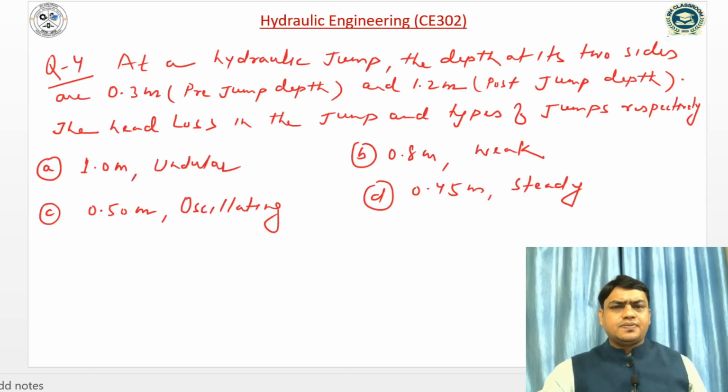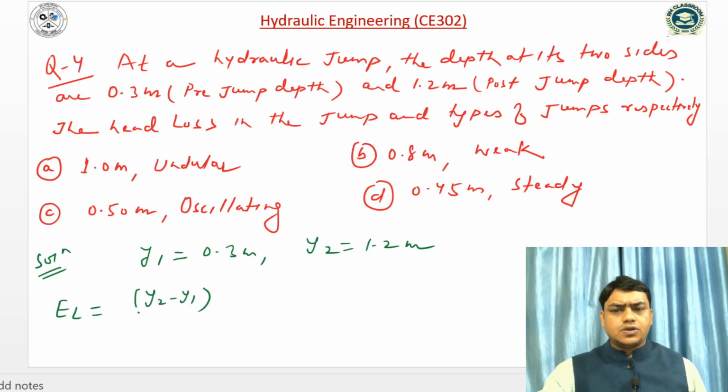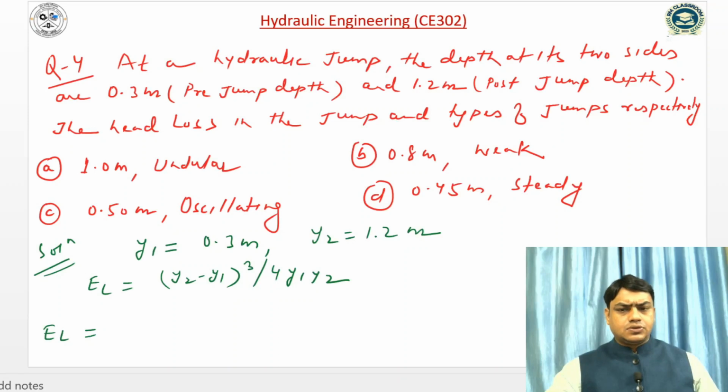At a hydraulic jump, the depths on the two sides are 0.3 meter, the pre-jump depth, and 1.2 meter, the post-jump depth. Let y1 be the pre-jump depth, 0.3 meter, and y2 be 1.2 meter. Find the head loss in the jump and the type of jump. Head loss is equal to (y2 minus y1) whole cube divided by 4 y1 y2.